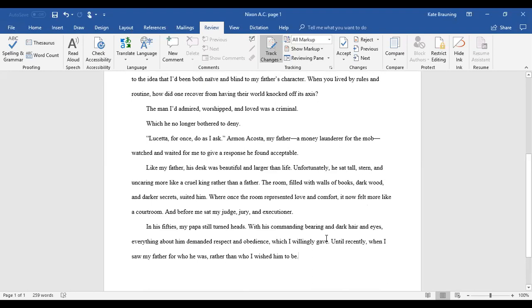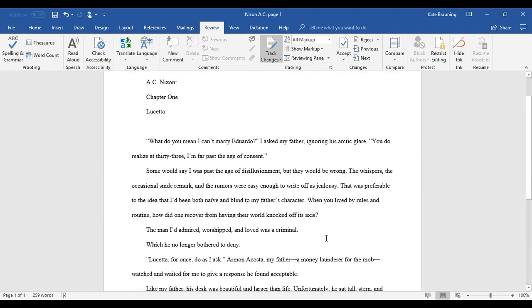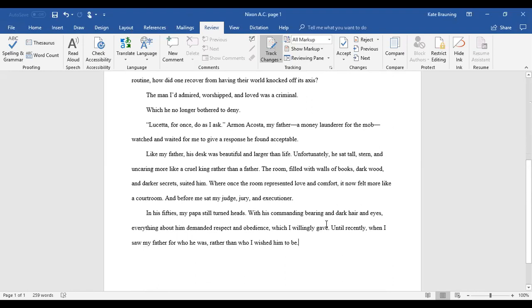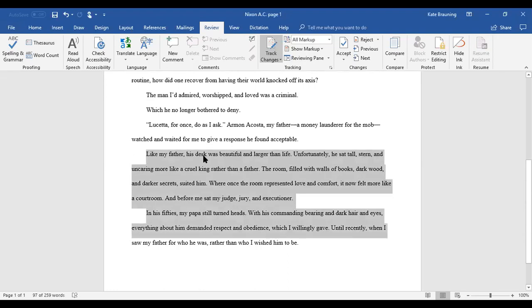Okay, so I think there's a lot to love about this first page. I love the way she talks about her dad. Like, I'll highlight it here for you. The comparison to the desk is really fascinating. I think not many of us would dare compare our parents to a piece of furniture, but she gets away with it here.